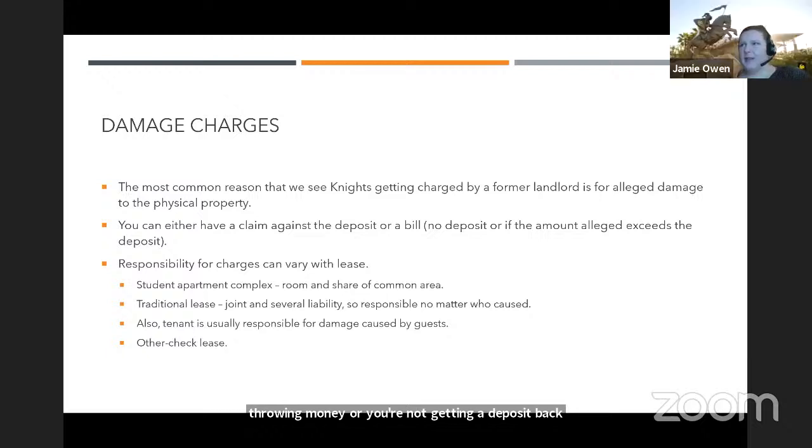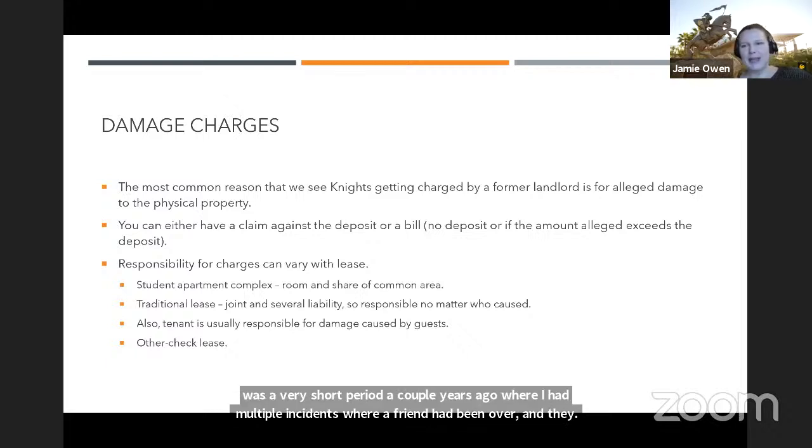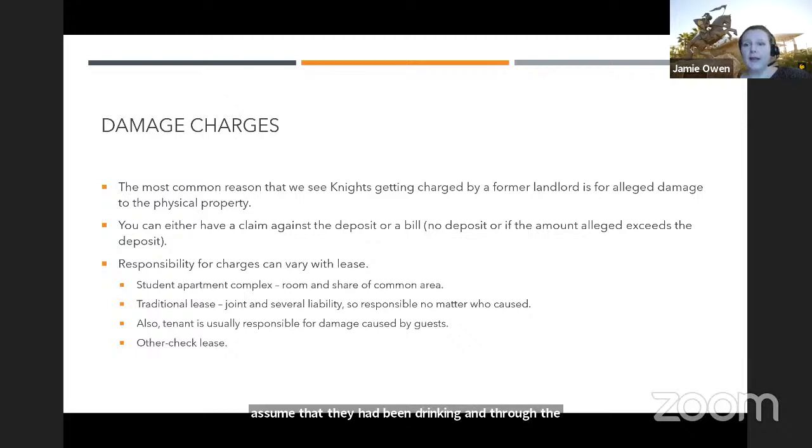I put that in there about being responsible for your guests. I haven't seen it in a while, thankfully, but there was a very short period a couple years ago where I had multiple incidents where a friend had been over and I don't know what sort of glass bottle it was, but I assume that they had been drinking and threw the glass bottle into the pool. And it was right at the end of the lease. And then the student was the one getting hit with the charges for draining the pool and cleaning up the glass because the bottle broke when it hit. I guess it must have been in a shallow end or something like that, and shattered. And so they had to drain the pool and clean up all the glass. And as you can imagine, that was quite expensive.